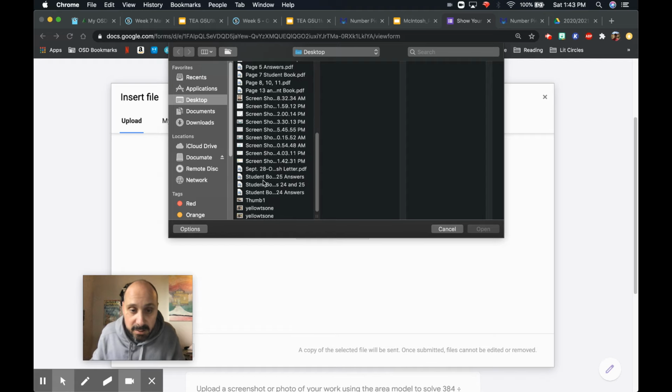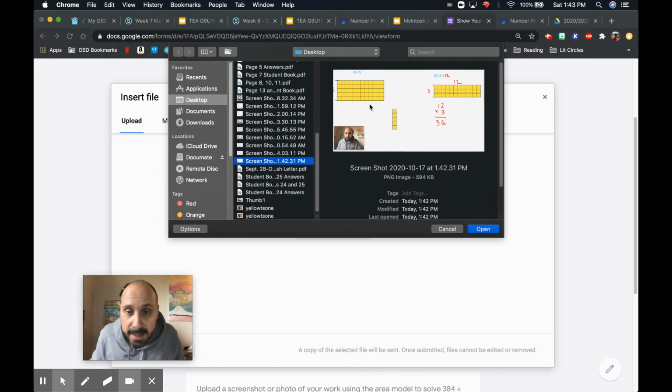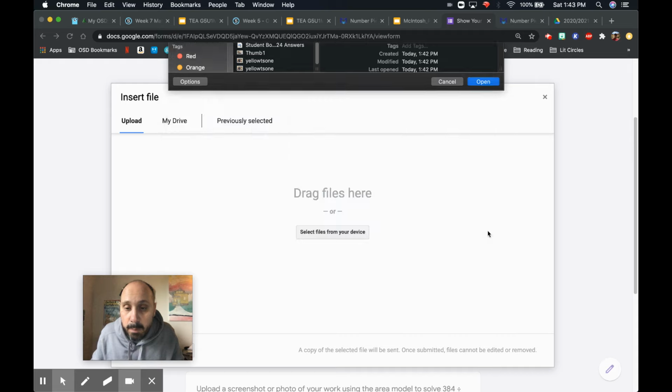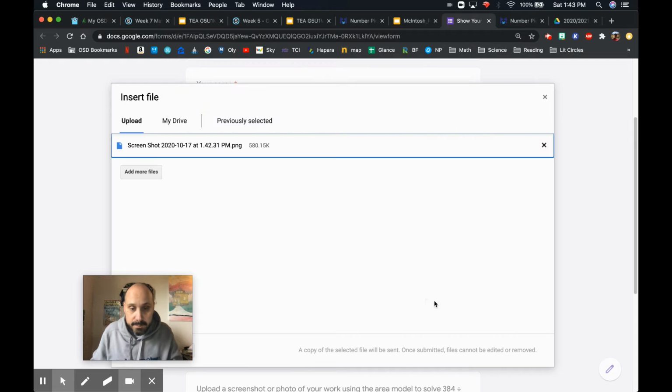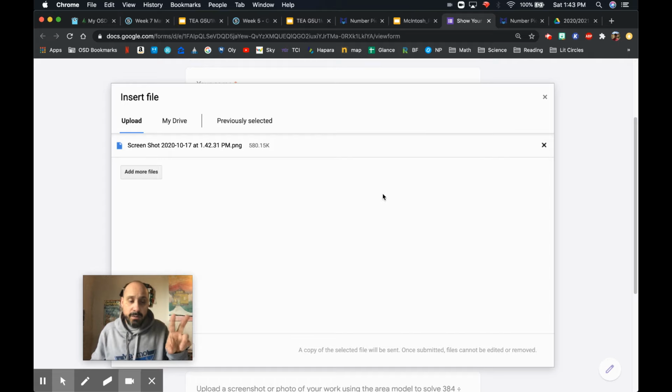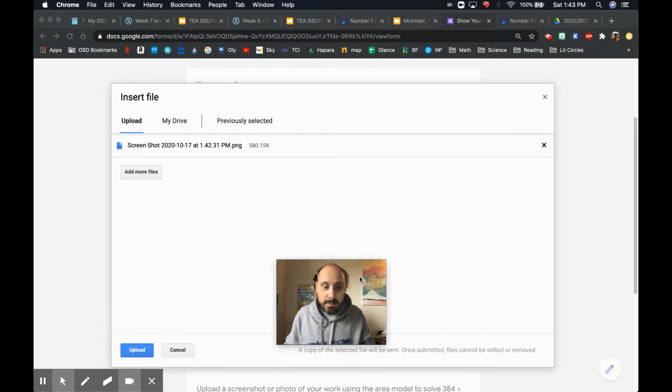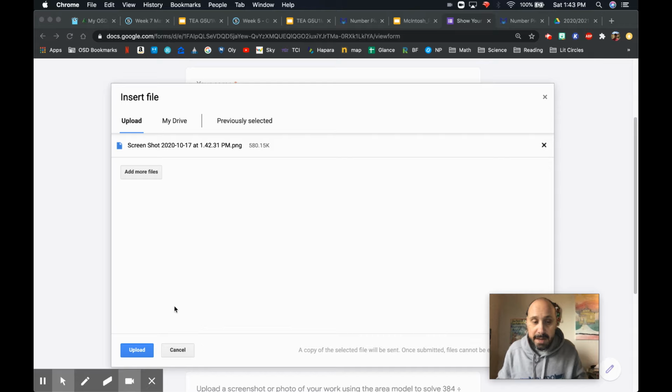Let's see if I can find my screenshot here. I take so many. There it is. So I want to open that. And you can add more files if you want. So if I did 2 of those on 2 different pages, then I could upload both of those pages, but I just have one. So I want to upload that.